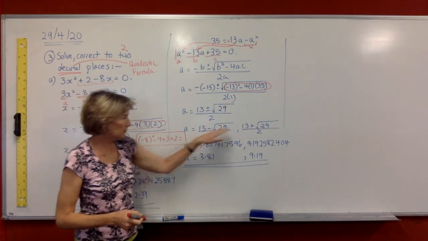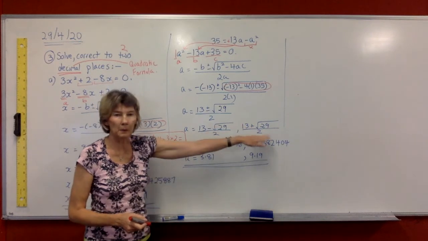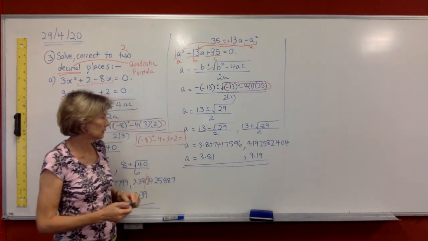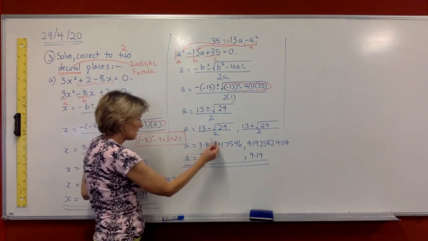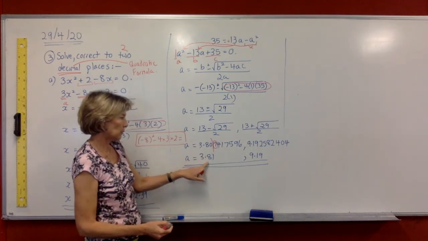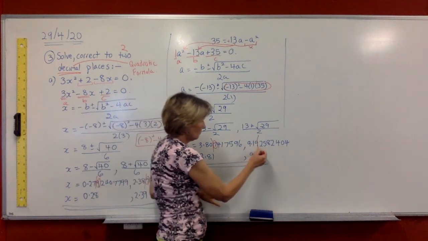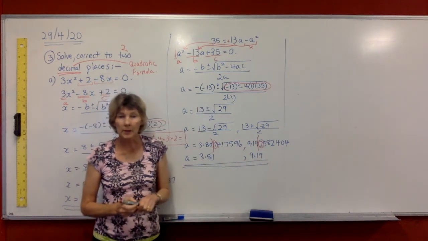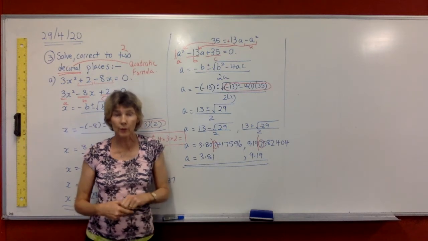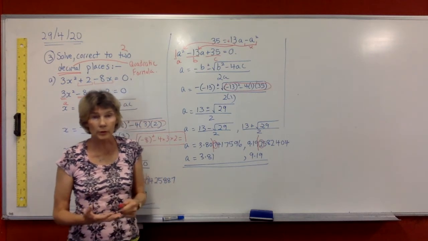So then you split them, one with a minus, one with a plus, and put them in your calculator, get your decimals out, and then we're rounding to two decimal places. This will become 3.81, and this will become 9.19. So that's all you need to know about the quadratic formula and when to use it.